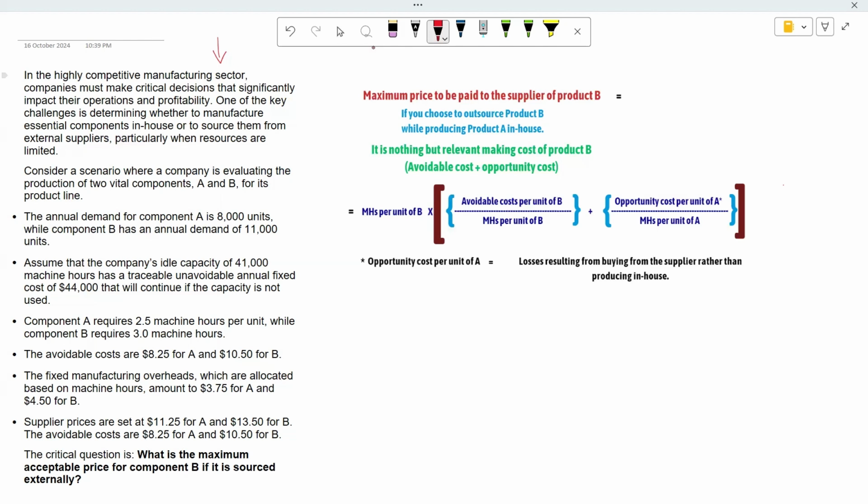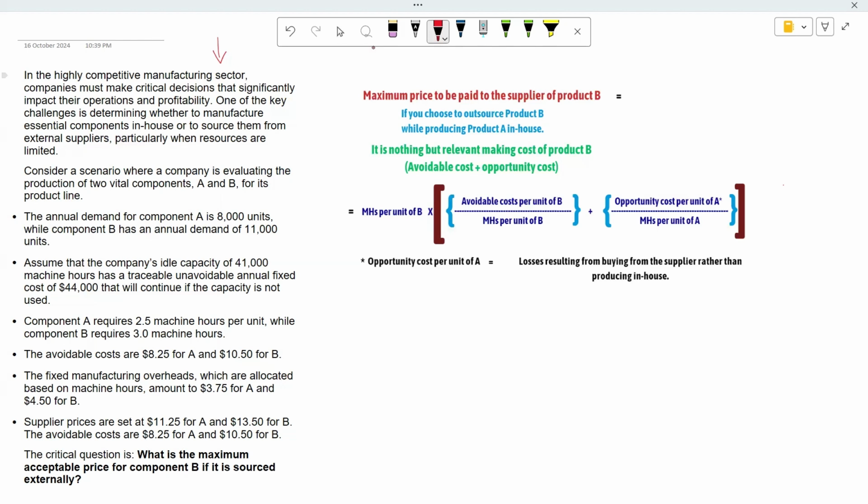So in management accounting, in the marginal analysis decision making topic, when the resources are restricted or limited, we will use the concept of contribution margin divided by the limiting factor. The same concept applies here for this question also. By using that particular concept, I have developed this formula. So let's see the scenario first.